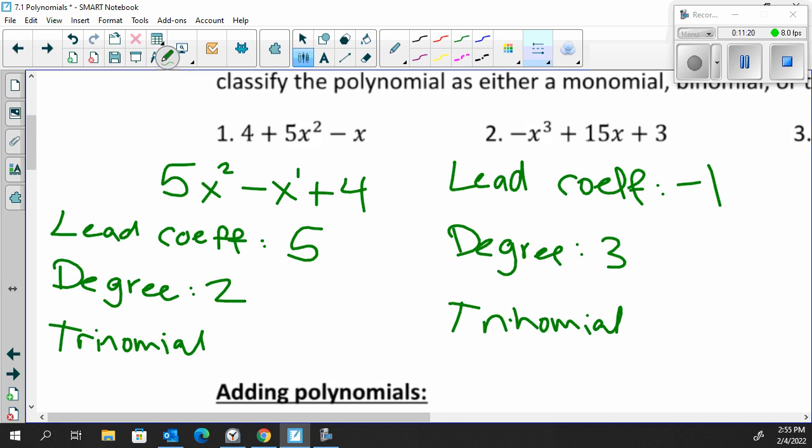Is this making a little bit of sense? So to be in standard form, you got to order it biggest to smallest. Leading coefficient is the first number. Degree is the biggest power. Okay?